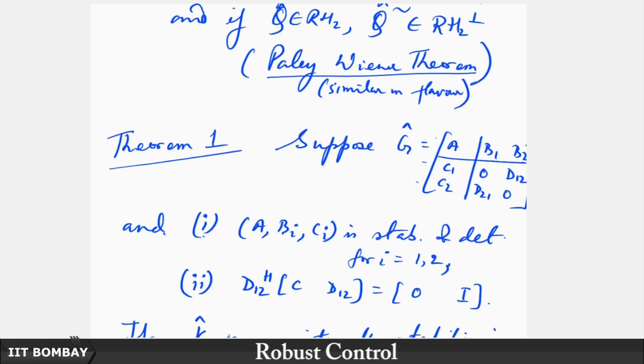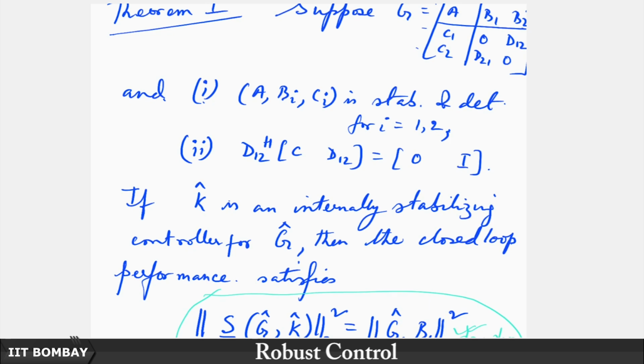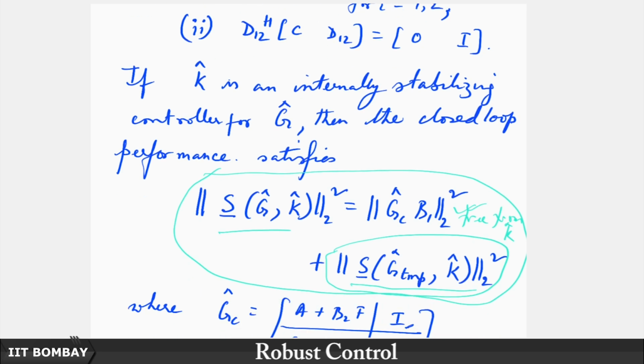I give you a plant G hat. That means I tell you what A, B1, B2, C1, C2, D12, D21 are, and I say that this plant at least satisfies these conditions. Again, A, B1, C1 being stabilizable and detectable along with A, B2, C2 also meeting the same conditions is not very restrictive. In fact, that is the bare essential you need in order for a stabilizing controller to exist. So, it is not too much of a demand. We will also see that the second condition is not a very restrictive assumption as such. Then we want to design this K hat.